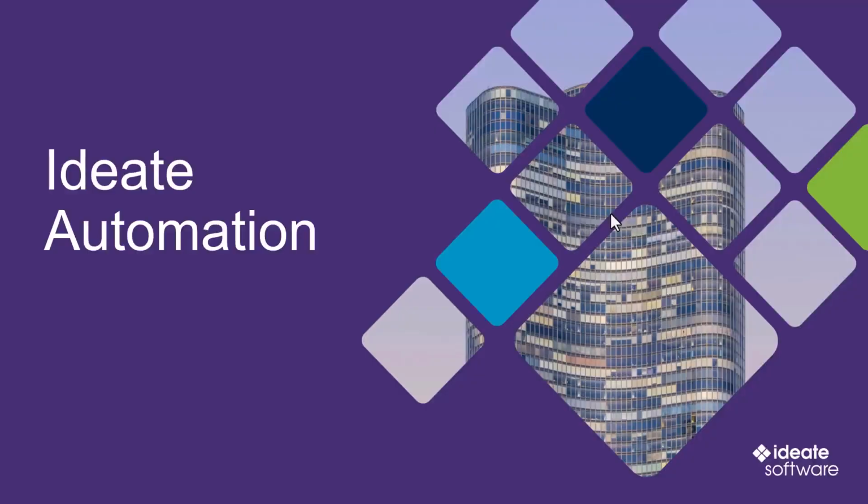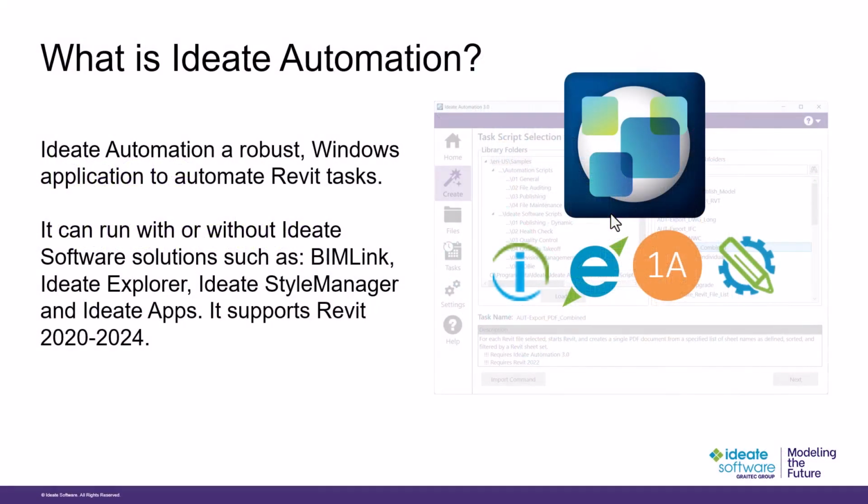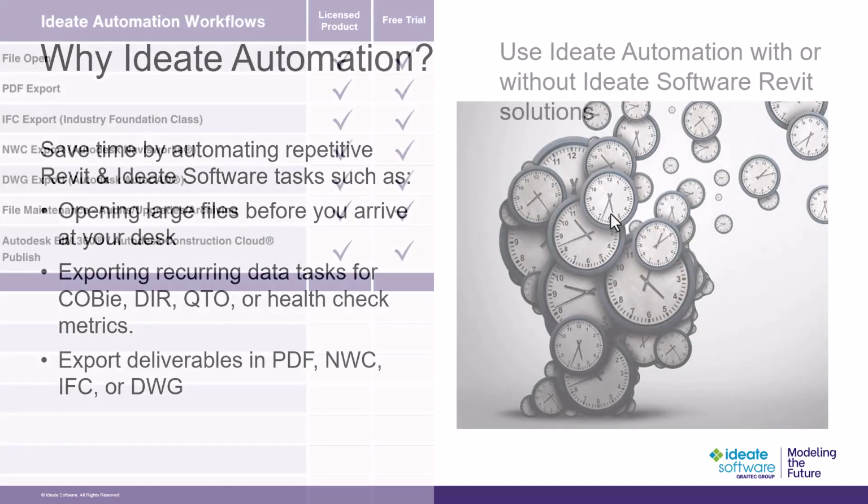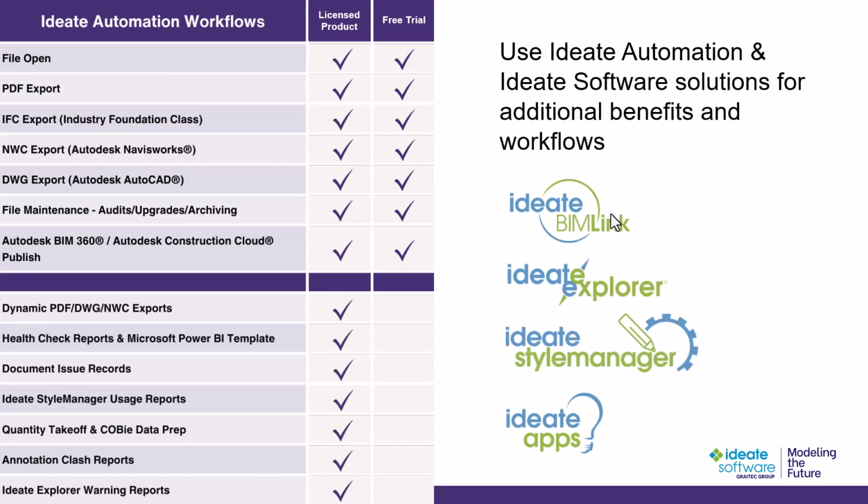And finally, we have Ideate Automation. Ideate Automation is a scripting solution allowing you to script tasks that can run overnight or when the computer is not being used. And you can use this to export out, for instance, PDF, NWC, IFC, or DWG information. Now, if you also have Ideate software solutions, you can do things like exporting out information from Ideate BIMlink. You can do Kobe takeoffs. You can do the annotation class reports that I showed you. You can export all of the warnings from Ideate Explorer, so you can do a nice health check.